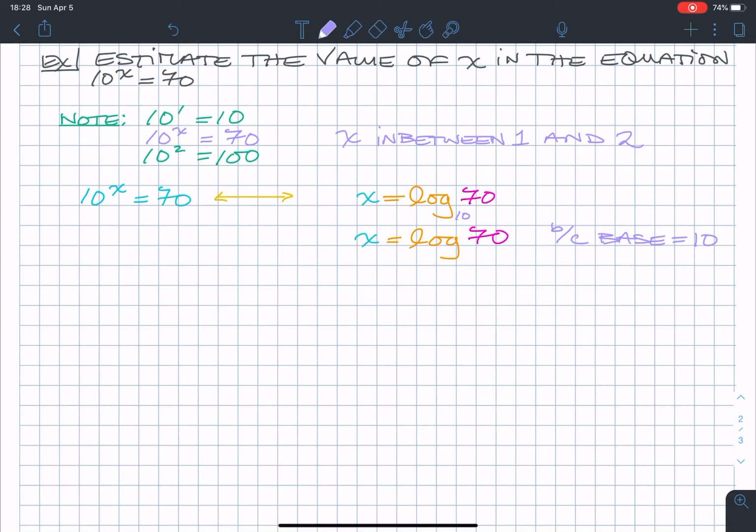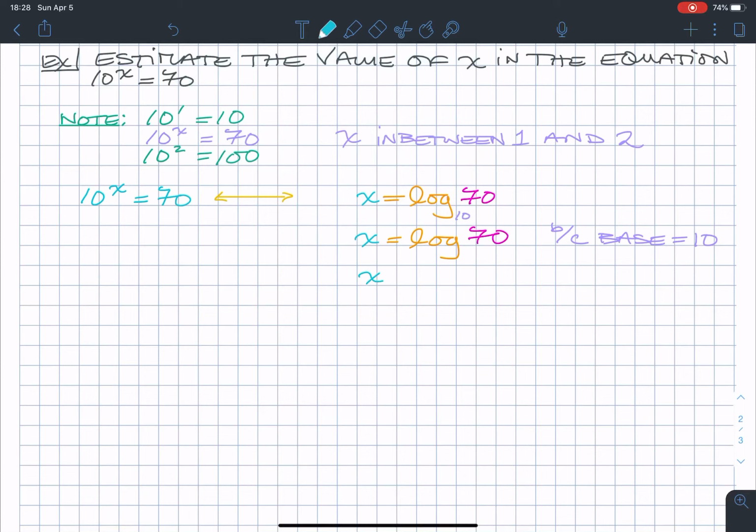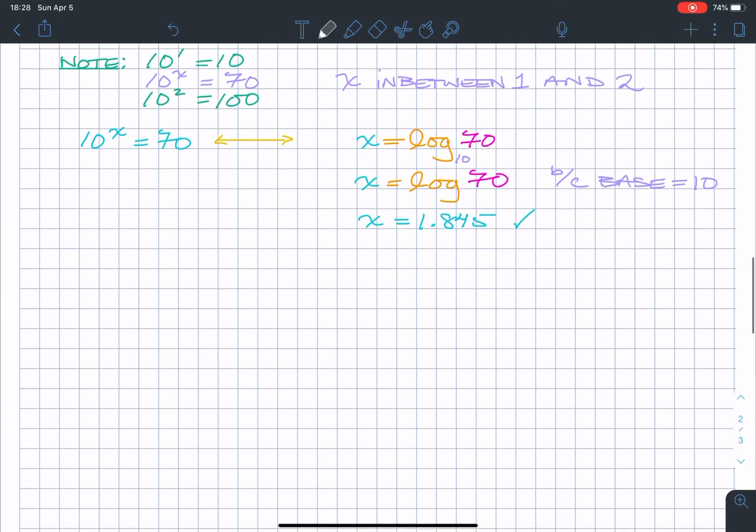Okay, so what you're going to do is go to your calculator and either press log, L-O-G, and then 70, or press 70 and then L-O-G, and what you'll get is an x value of 1.845, and that is in between 1 and 2, so check mark. So that makes sense. We estimated it up here between 1 and 2, and we were right.